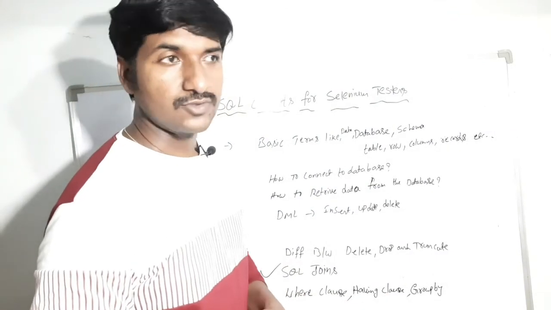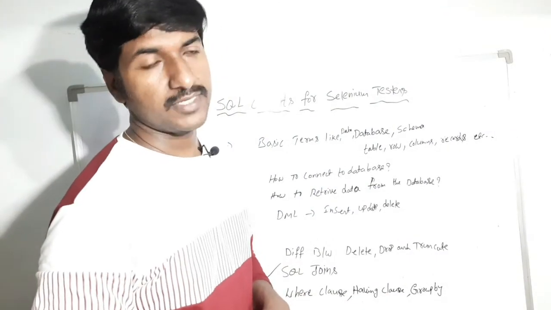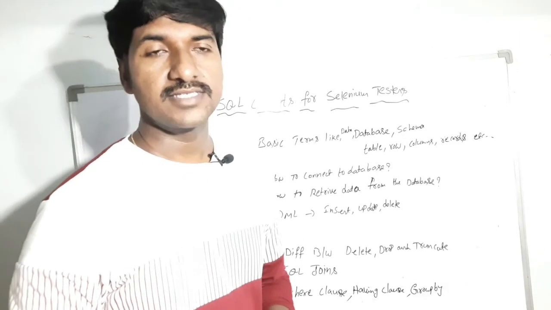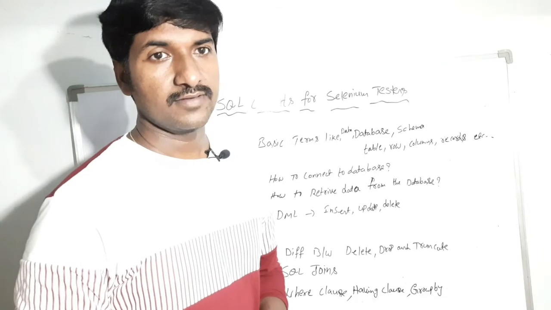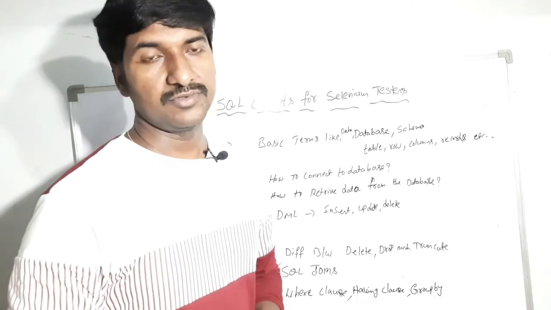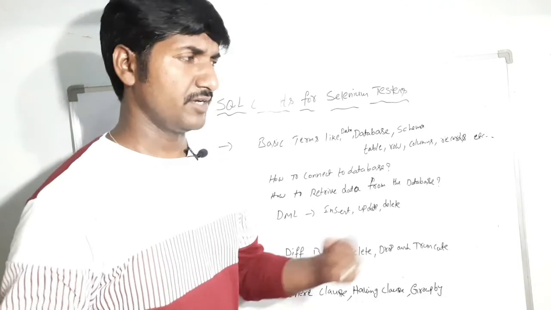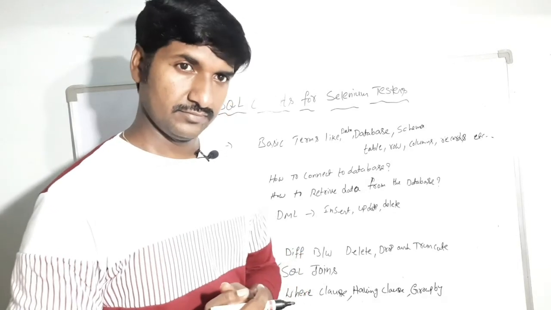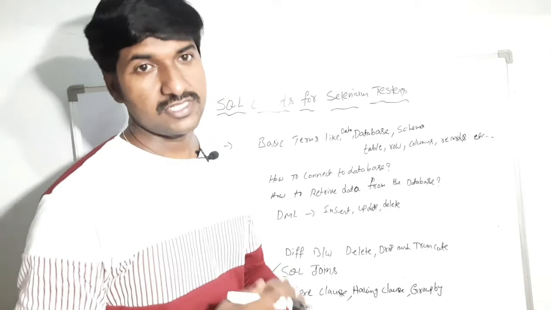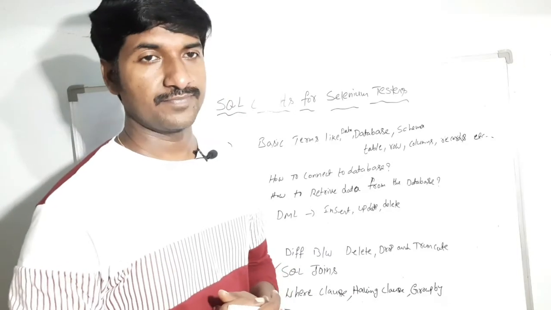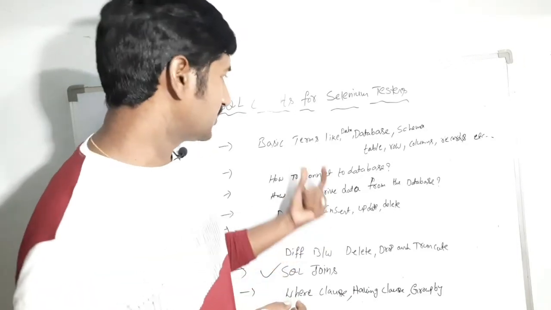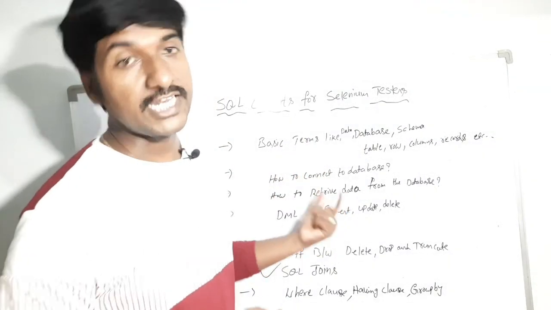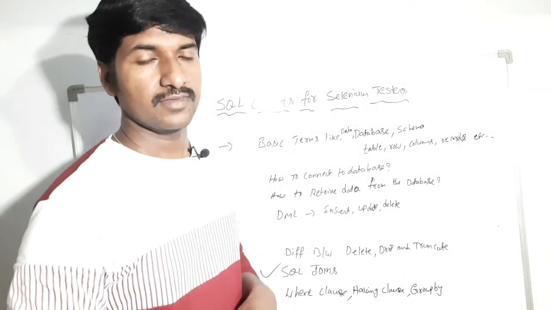Also SQL subqueries, because they may ask you how to write a SQL query to find the second highest salary from the employee table, or how to find the nth highest salary from the employee table. You have to use SQL subqueries in that situation. So these are the main SQL concepts for a Selenium automation test engineer.